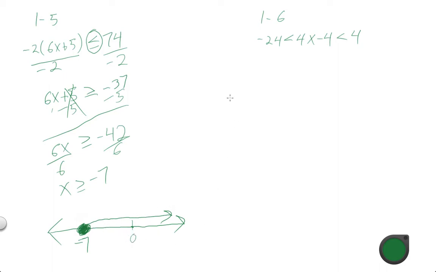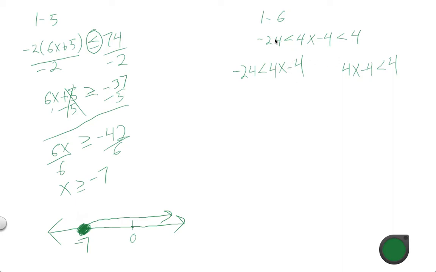Okay, a little bit more complicated. We have section 1.6, and again we're going to solve and we're going to graph. With these complex inequalities, you can break this up. So this could actually be two inequalities. It'd be -24 is less than 4x minus 4, and you solve that one, and that'll work just great, and maybe it might even be a little bit easier for you. You also have to have 4x minus 4 is less than 4. You have to have both of those.